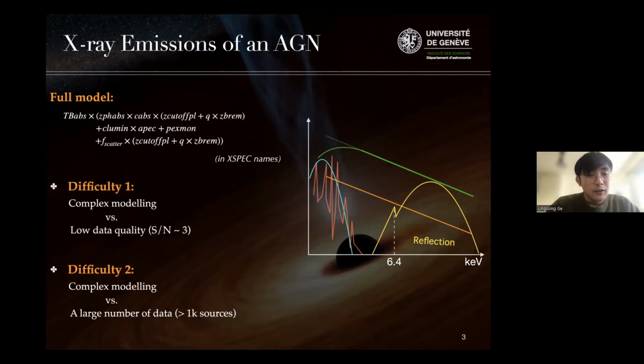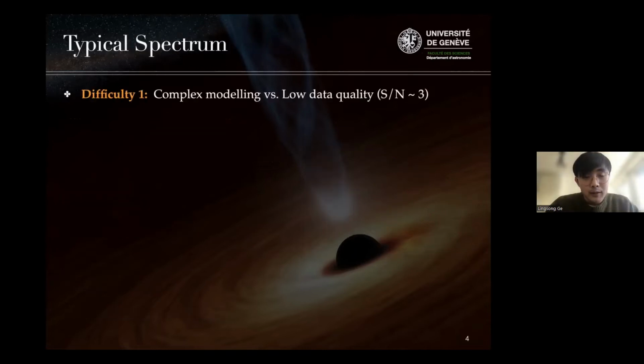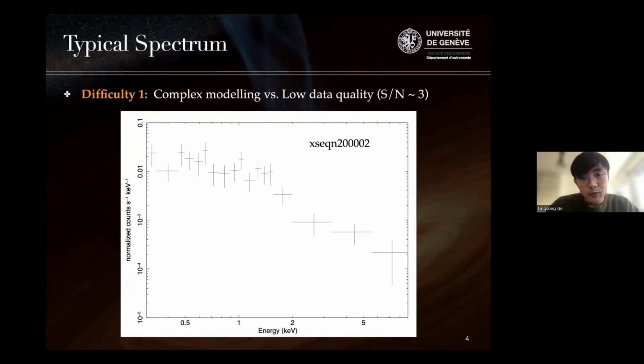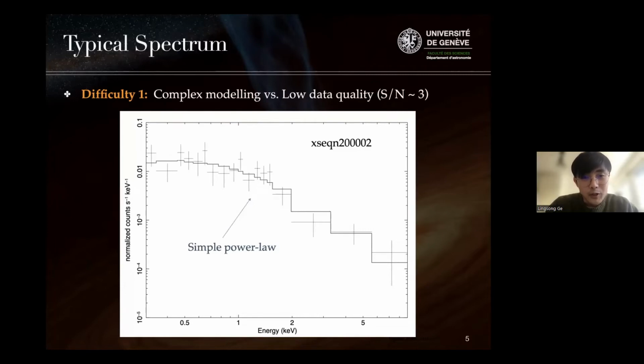For the first difficulty, despite the very complicated X-ray spectrum model I just presented, the typical spectrum we see in large surveys would look something like this. This is an example from the XXL survey, and actually this one has quite decent data quality. I believe the signal to noise ratio is around 5 for this one. But still, looking at this spectrum, you would think that a simple power law could do a fairly good job. So you may wonder if we still need a more complicated model to fit this one.